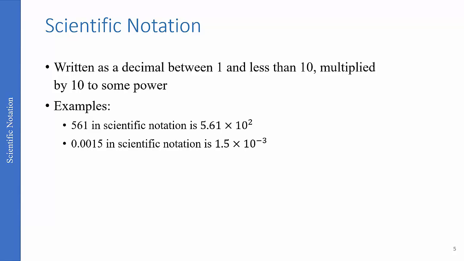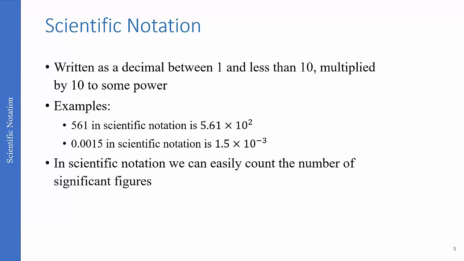0.0015 in scientific notation is 1.5 by 10 to the power of negative 3. We observe that the 1 in 0.0015 is 1,000th. That means we have to divide by 1,000. 1,000 is 10 by 10 by 10, that is 10 to the power of 3. It is negative 3 because we are dividing by that 1,000.